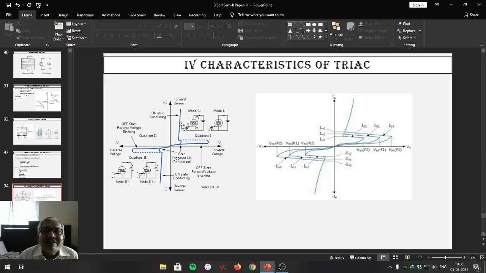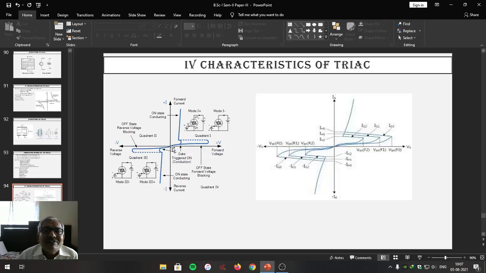Here, this is the circuitry that is used for mode 1 positive, where MT2 is positive, MT1 is negative, gate is positive with respect to MT1. Under this condition also we will get the same characteristics. In mode 1 negative, MT2 is positive, MT1 is negative, whereas gate is negative with respect to MT1. For both the circuitries, we will get the same characteristics.